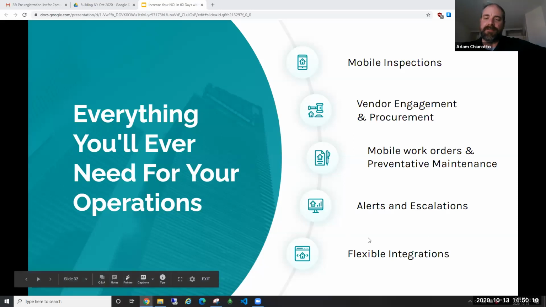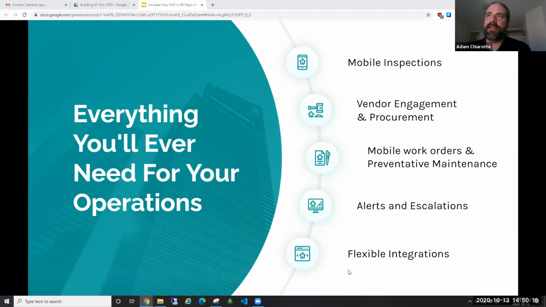And then, of course, we've got our flexible integration. So we are able to integrate with, like I said, the majority of the main property management systems, but we've also done it in the past where we're able to custom integrate with some of the smaller solutions.